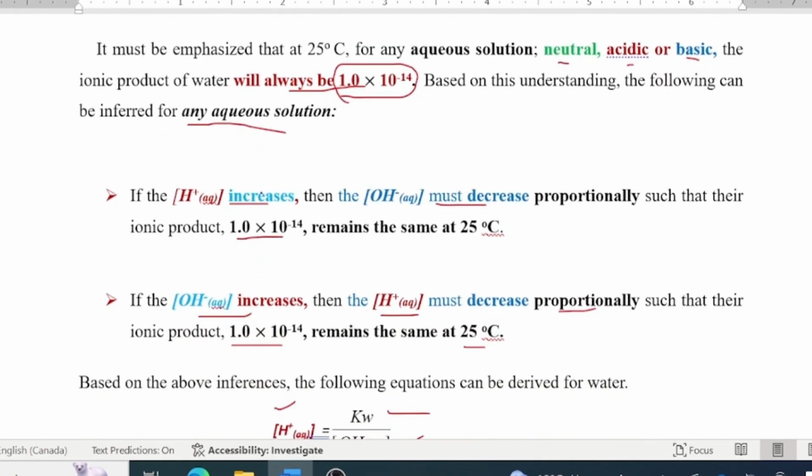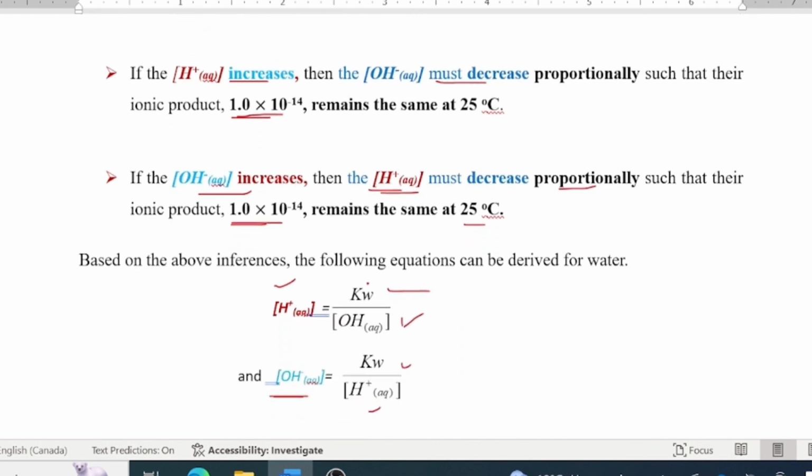Anything that increases the H plus ion concentration decreases that proportionately such that it stays this. Anything that increases this decreases that so that this stays the same. Knowing one, you can know the other. If you know OH, you can find H. If you know H, you can find OH by doing that.